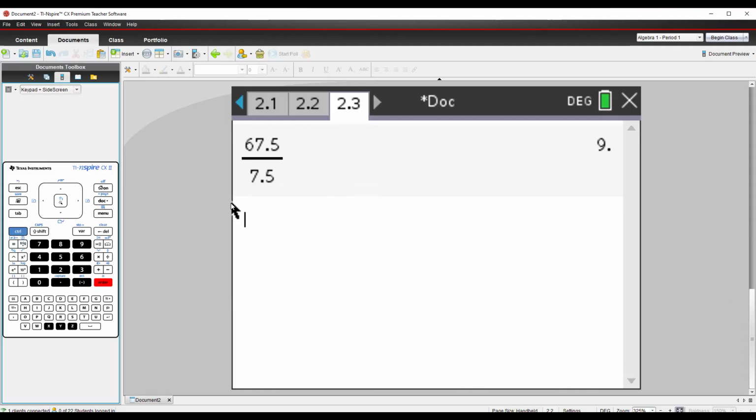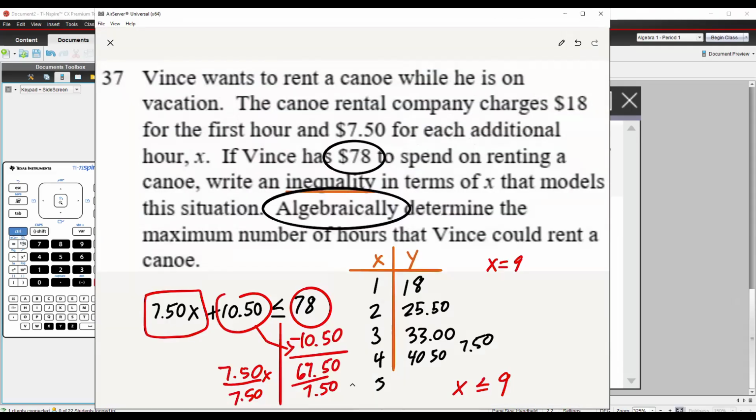Now, the thing that's different or unique about this problem is normally they give us the y-intercept. But they didn't give us the y-intercept. They gave us the first term. So this is almost like an arithmetic sequence. Instead of starting at 0, we started with 1. 1 hour was 18, and then we did the common difference. The common difference was 7.50, so we kept adding it. So basically instead of treating this like a regular linear function, I treated it like an arithmetic sequence.